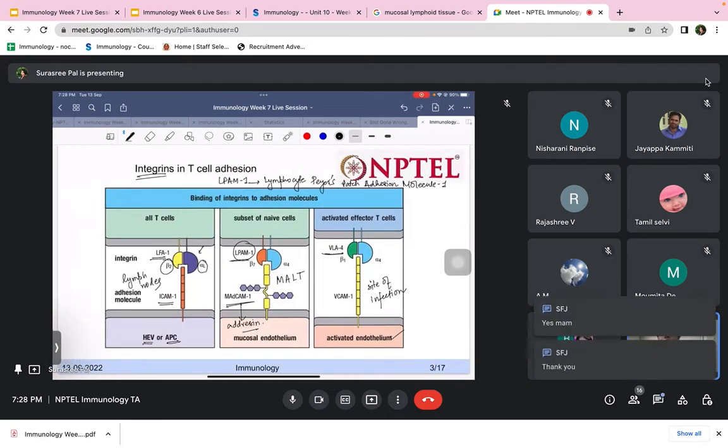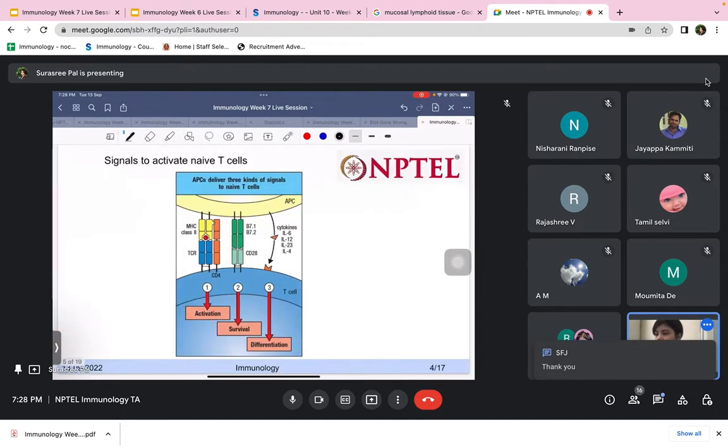Okay, all right. So now we will be moving on to the activation process. What happens during this activation? There is this interaction between the APC and the T cell taking place, right? The APC is presenting this antigen. This red one is the antigen, and this is the T cell. The T cell has expressed this TCR and also this co-receptor, CD4. So this is a CD4 plus T cell, right?